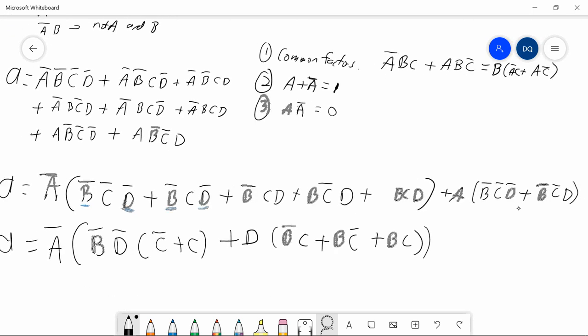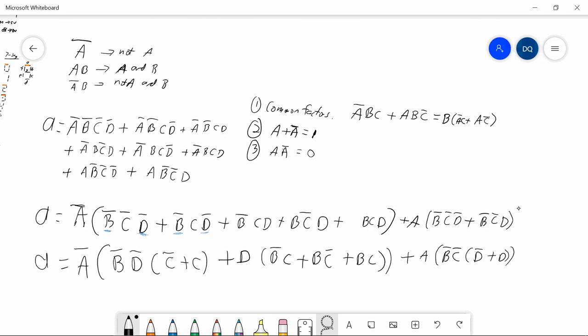Now keep close track of your brackets. All of these are ended with not A. And then over here, I've got A. And notice not B and not C is common in each of those. Not B and not C. And then I've got D, not D or D.